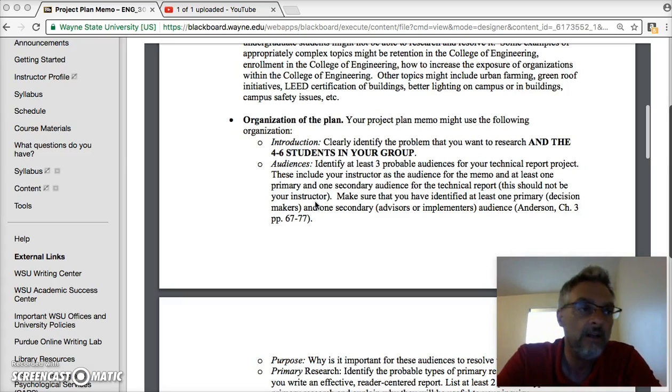So you might have the President's Office, and administration, and then you might have facilities and planning management, I think is what they call that office here on campus. So those are ideas to get you thinking about probable audiences.